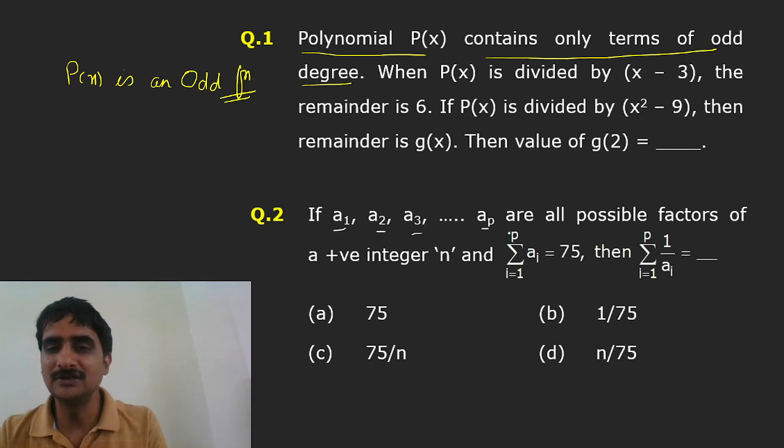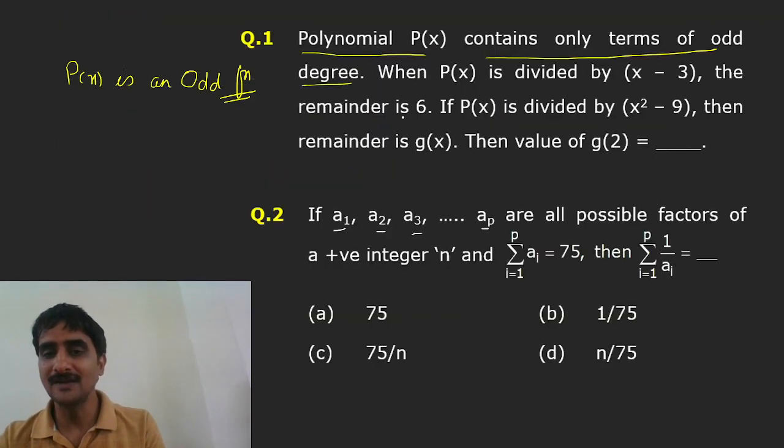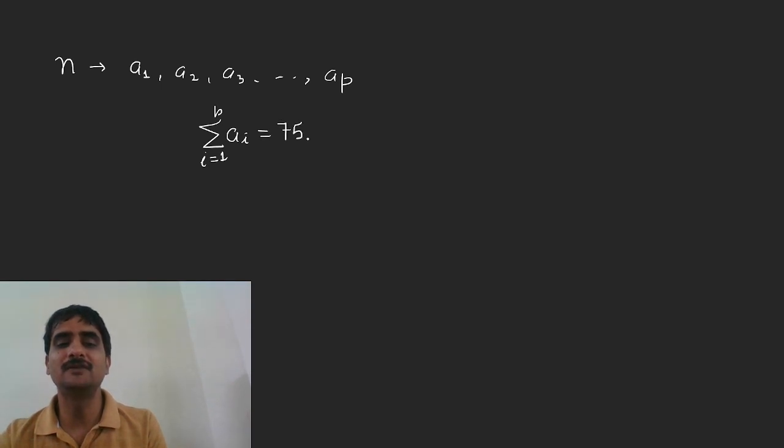So a1, a2, a3, up to ap are all possible factors of a positive integer n. So n is a natural number whose factors are a1, a2, a3 and so on up to ap. What are we given? We are given that the sum of all the factors, when i goes from 1 to p, is 75, and we have to find the sum of the reciprocals of all the factors.